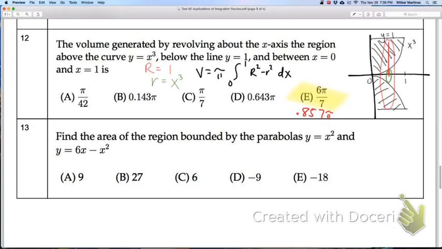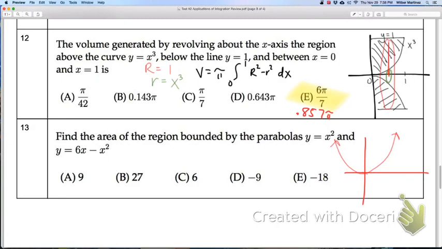And then for number 13, it says find the area of the region bounded by the parabolas y equals x squared and y equals 6x minus x squared. So if we look at that region, y equals x squared looks like this.